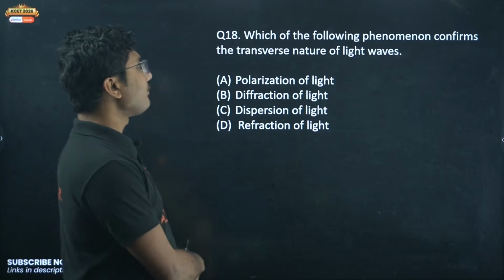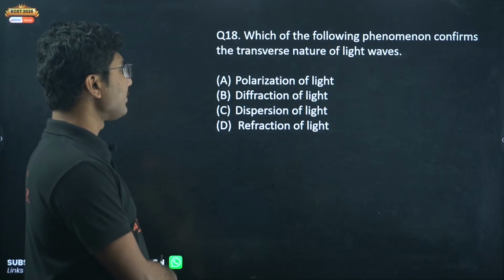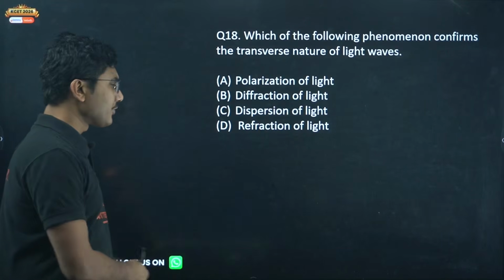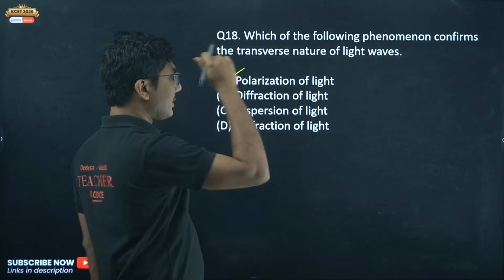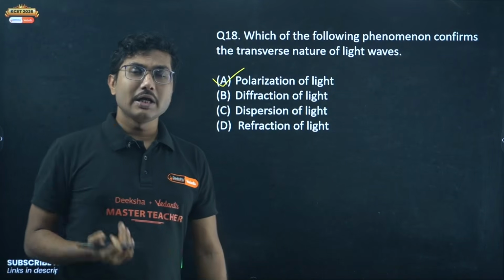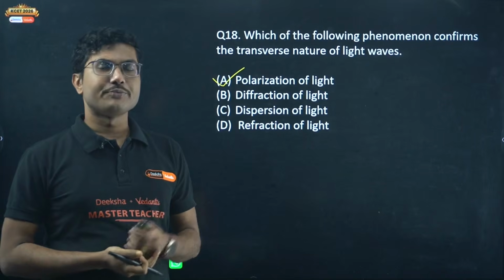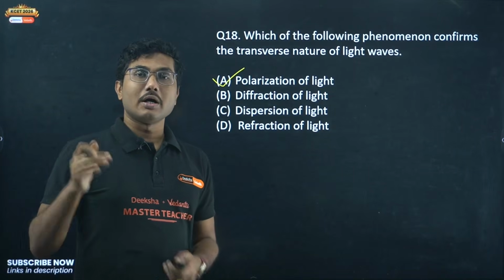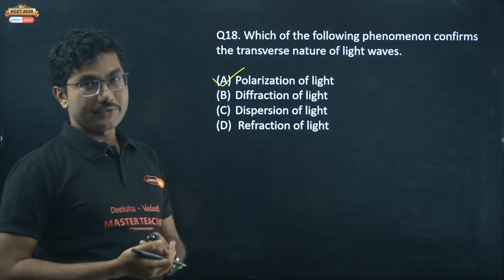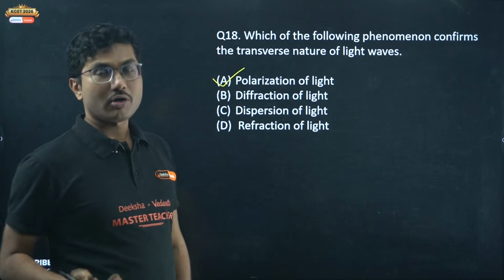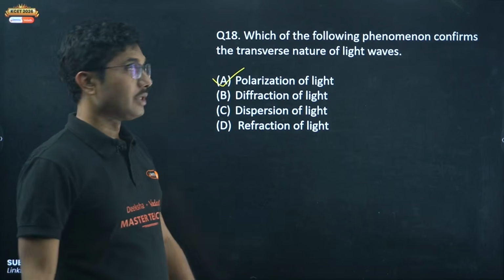Which of the following phenomena confirms the transverse nature of light wave? Polarization of light confirms the transverse nature of light, because only for transverse waves can polarization be observed. For a longitudinal wave, obviously polarization is not observable.